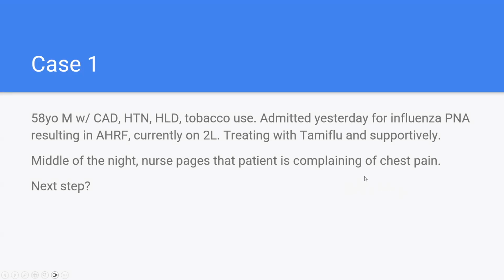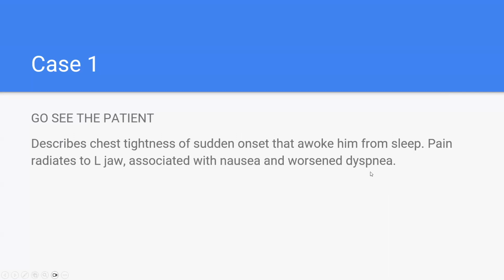Yeah, okay. I like that's your first thought. We'll get to that. But how about let's go see the patient first. Gotcha. Yeah. You go and see the patient. You want to get a history. Chest pain can be a lot of different things.